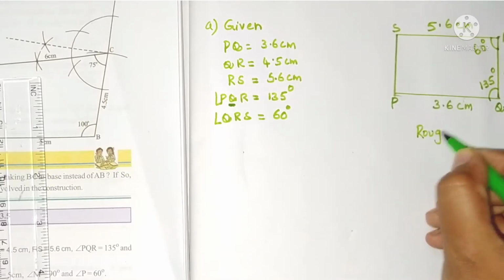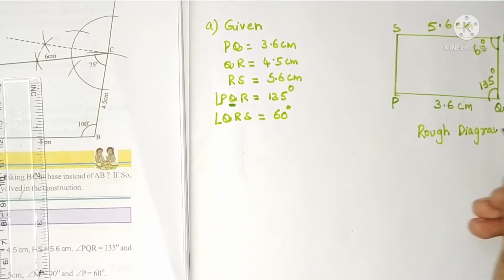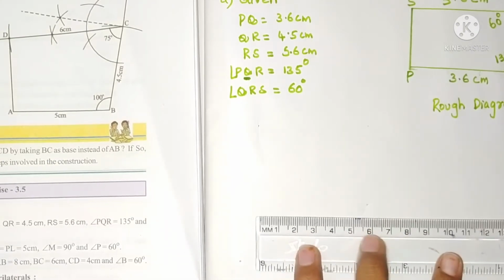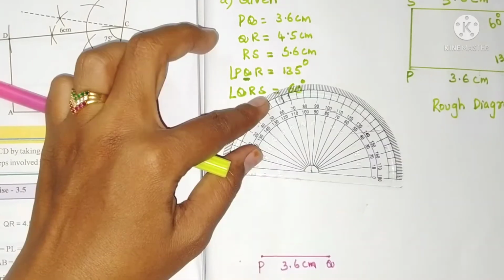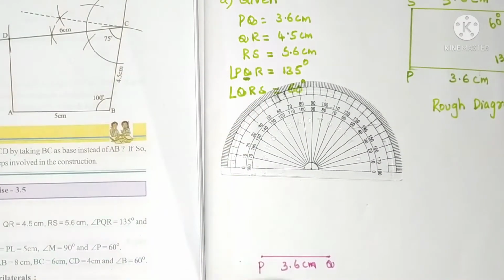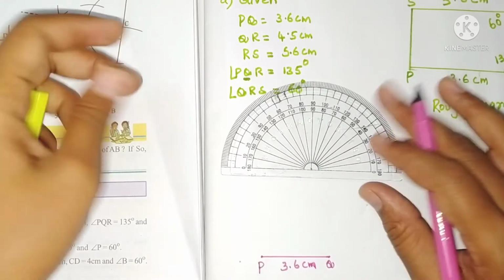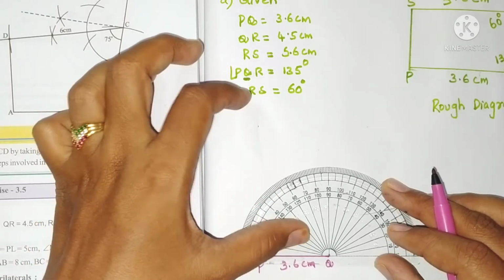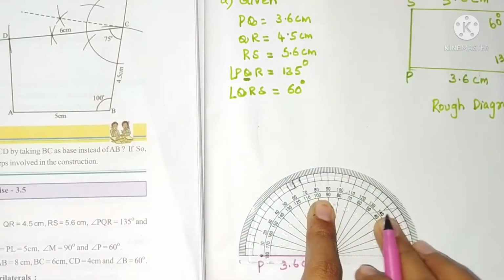So what is our first step in the construction? Drawing rough sketch or rough diagram, whatever it is. Now take the scale and draw a line segment of length 3.6 centimeters. So 3.6 centimeters is drawn. Now angle Q, 135 degrees. So take the protractor and this middle line is 90. 135 means it is greater than 90 only.